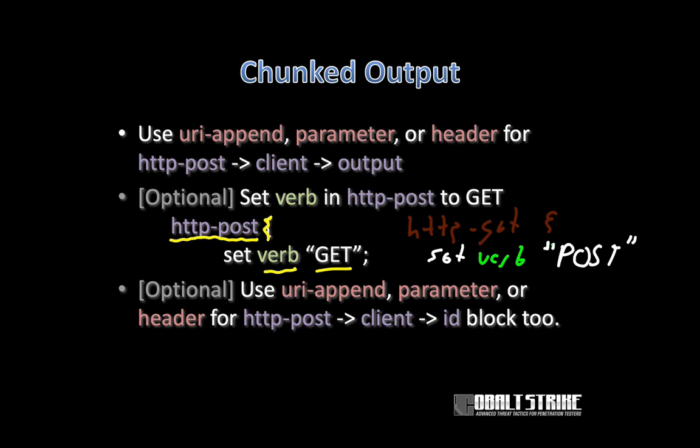No problem. The other thing too is the HTTP post block does have to send back the ID for the beacon in its client block. So if you want to, you could keep the verb post and use print here. And you could actually post that very small piece of data if you want. But if you're not wanting to post at all, then just continue to stick this value in a header, in the URI, or in a parameter.